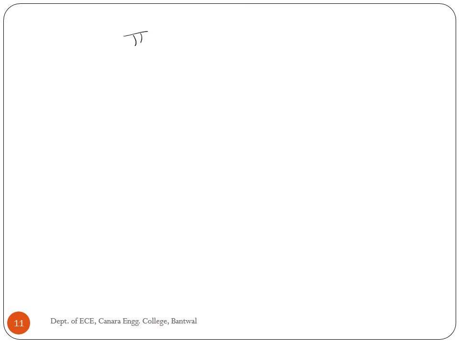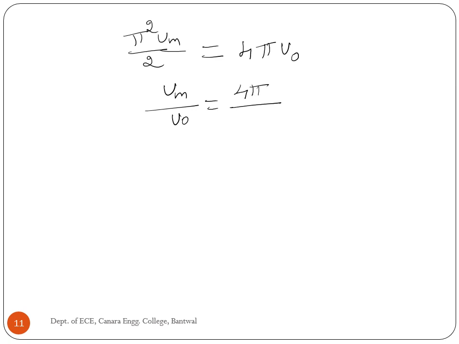Radiated power for the given pattern, pi square Um by 2, is equal to the power from an isotropic source, that is 4 pi U naught. From this, Um by U naught is equal to 4 pi divided by pi square by 2, which is equal to directivity. Therefore, directivity is equal to 8 by pi square.